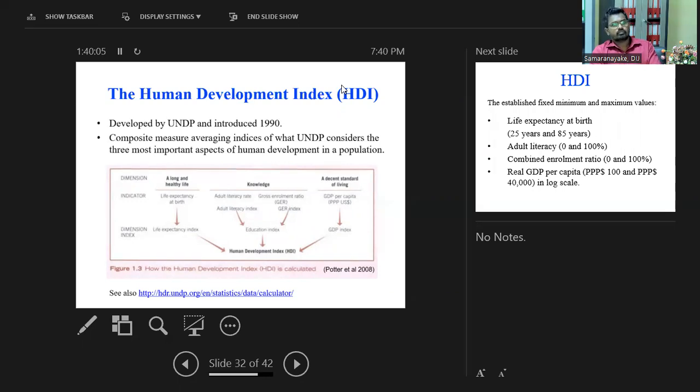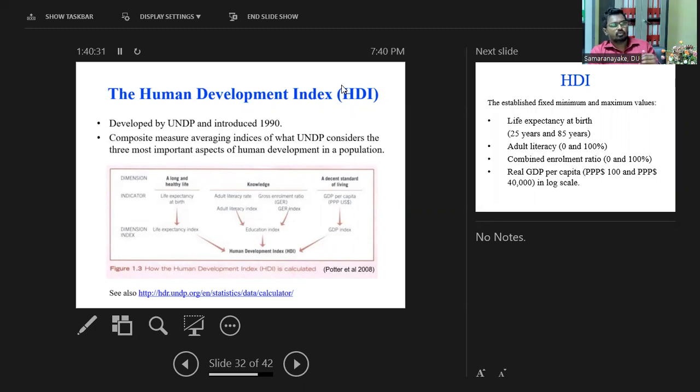Enrollment in schooling. So then these all have different indexes developed from themselves, right? And then this decent standard of living means GDP per capita value. That's the GDP index. So that is the growth concern, the GDP concern they use. And with that GDP, the growth concern, they have two more dimensions, knowledge and a long and healthy life, into this Human Development Index.